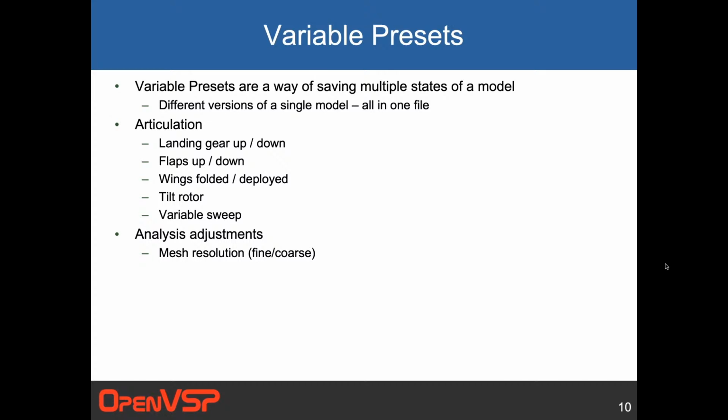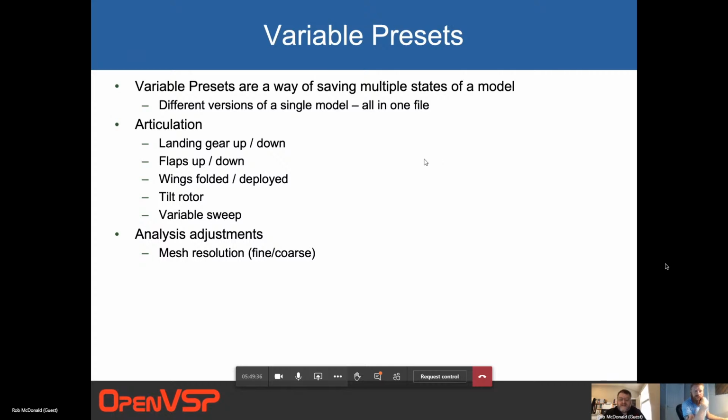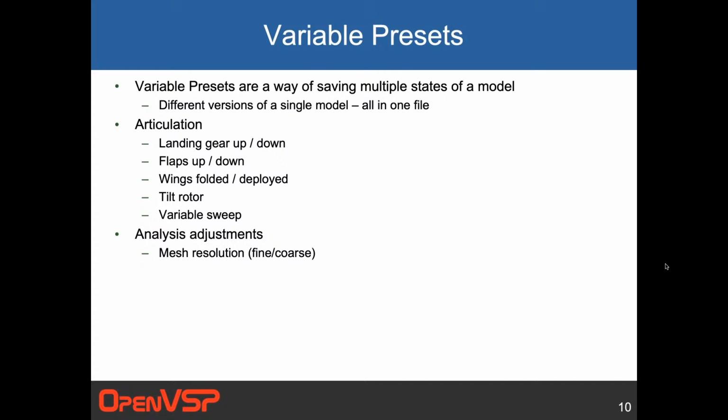And presets are a neat technique where you can have a single model that now has multiple states in it. It's different versions of a single model, but all in one file. So certain things can't change, right? It's going to have the same number of fuselages, the same number of wings. They're going to have the same names. They're going to have the same number of cross sections, the same airfoil types, the same exec types, right? So the topology of a model stays the same, but the values of the parameters, anything you can move with a slider, can be different. And that's the state difference.